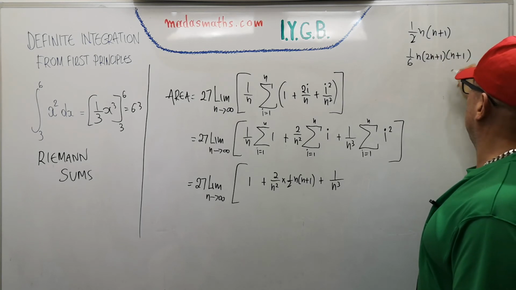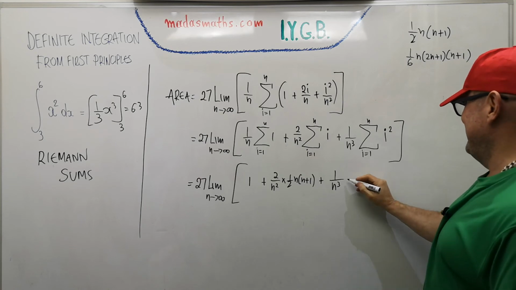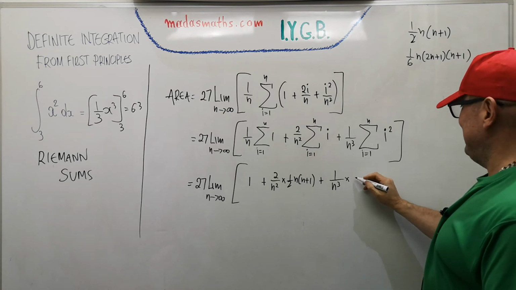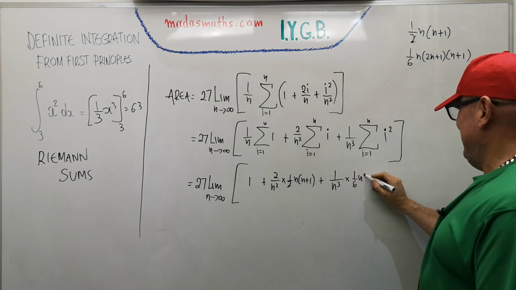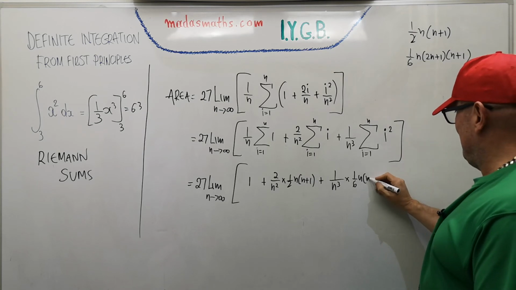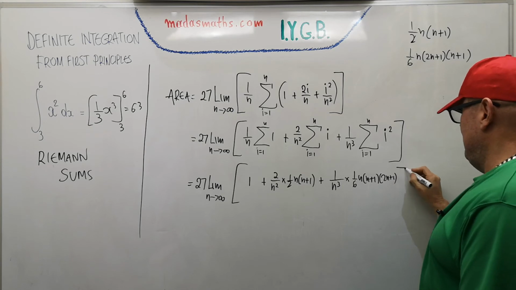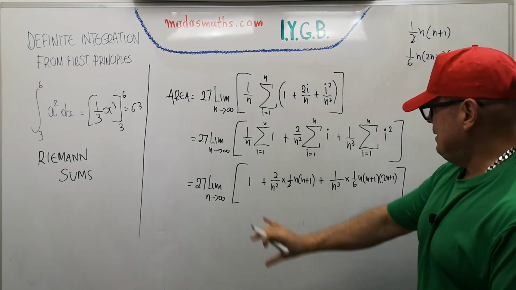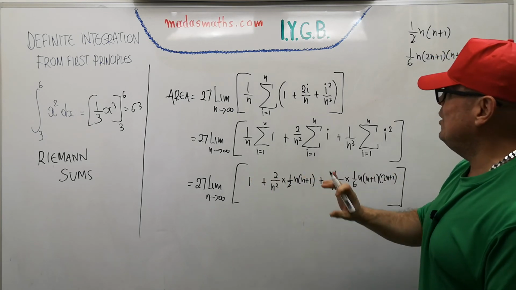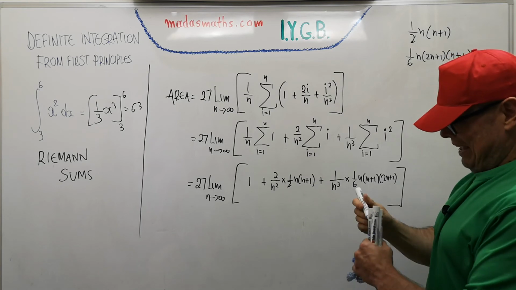I'm totally unprepared for this. I hope I'm not writing stupid things down. Times 1/6, and I don't even know why I wrote it in that order as well. n plus 1, 2n plus 1. Okay, so now we need this limit. Loads of tidies to take place still.